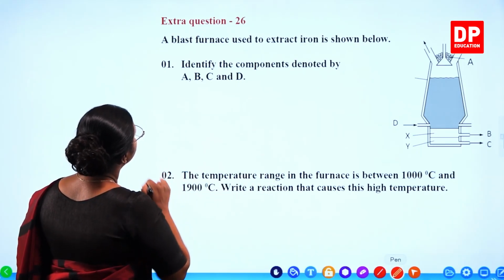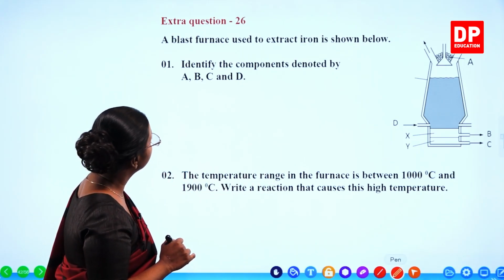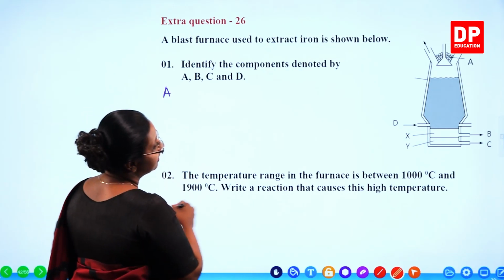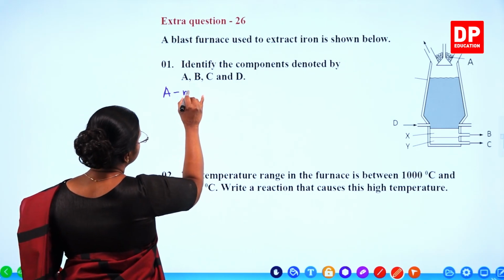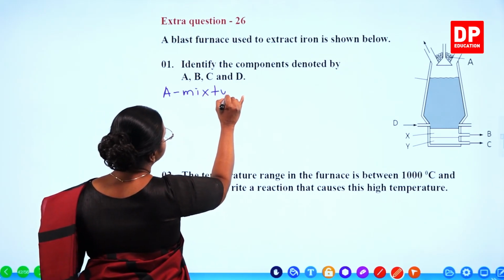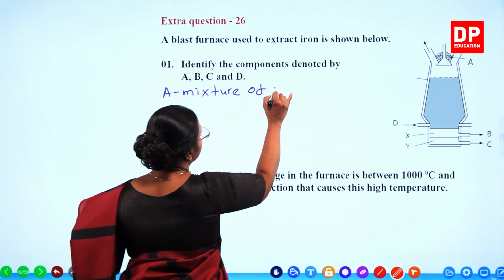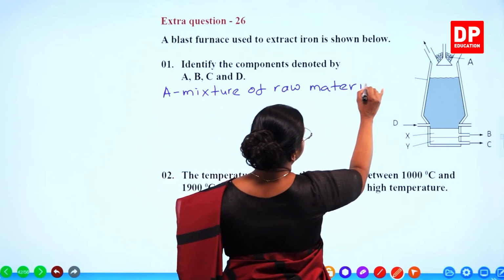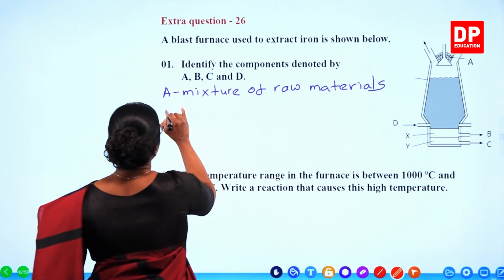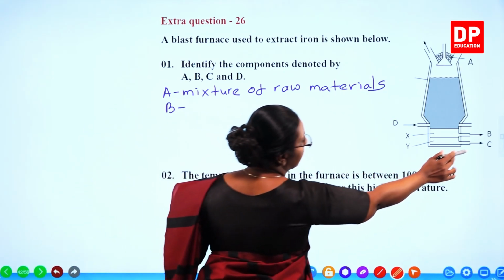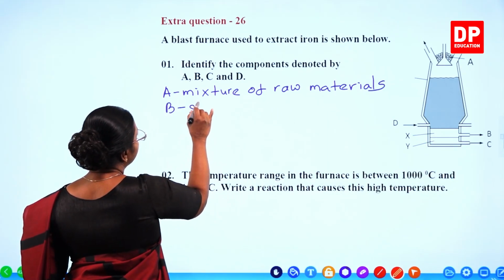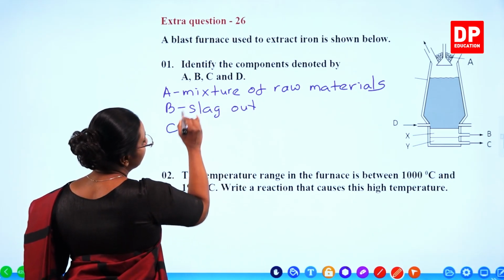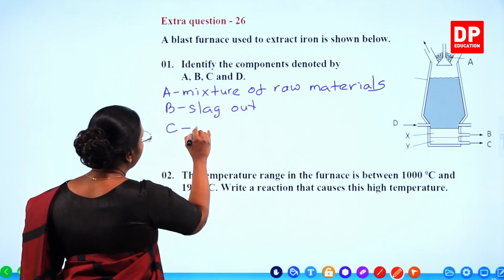Questions. First one, identify the components denoted by A, B, C and D. A, what is it? The raw material. Mixture of raw materials. Then what is B? B we identified as slag out. Then C, what is C? C is the iron out.